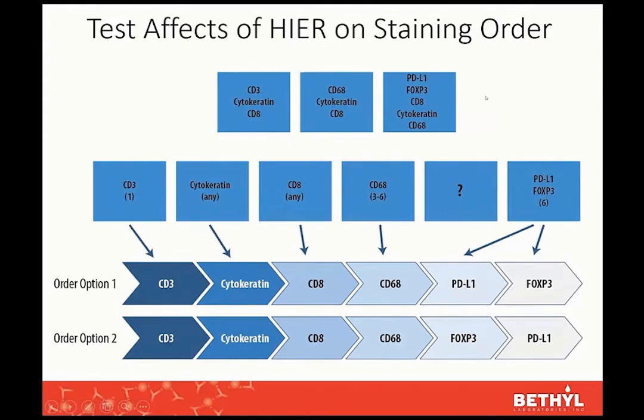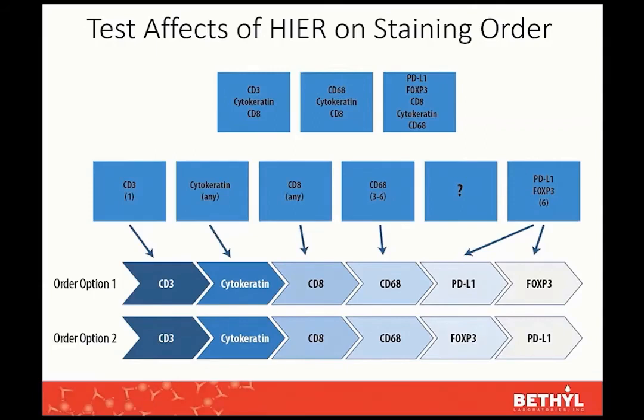But then we have a problem because both FOXP3 and the PD-L1 antibody like to be in the 6th position. So that gives us 2 options. We can have option 1, where we put the order with FOXP3 at the end, or option 2, where we put PD-L1 at the end.